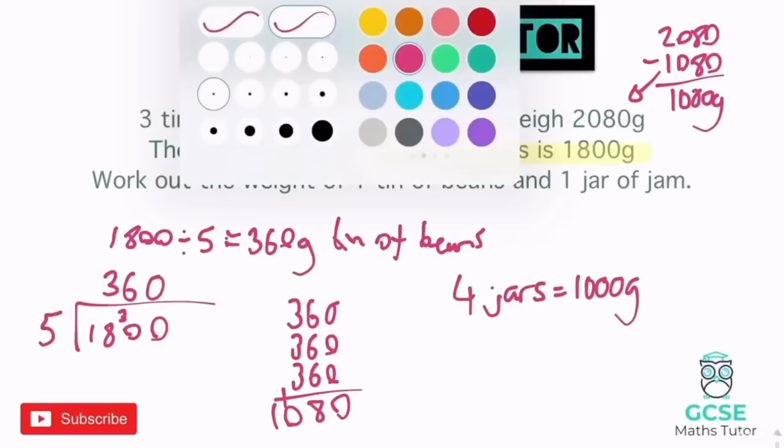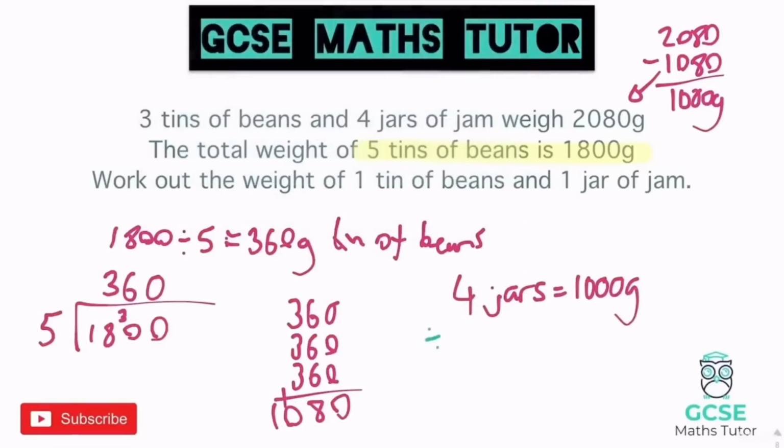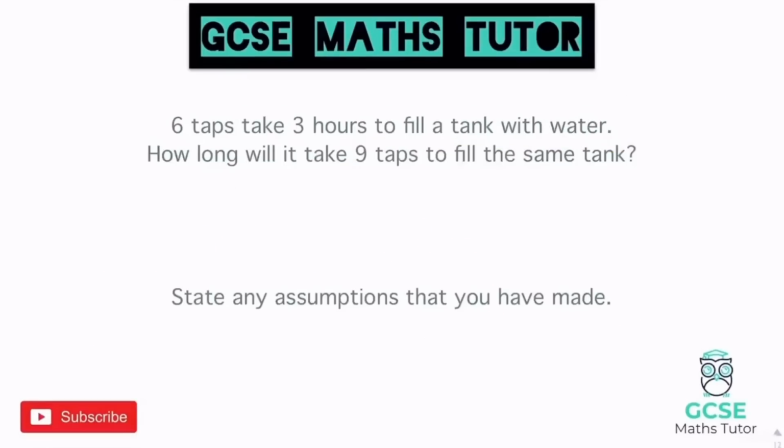And we want to know the weight of 1, so we can divide that by 4, and it gives us 1 jar equaling 250 grams. So there we go. 1 jar is 250, and 1 tin of beans was 360. We've got some proportion here.